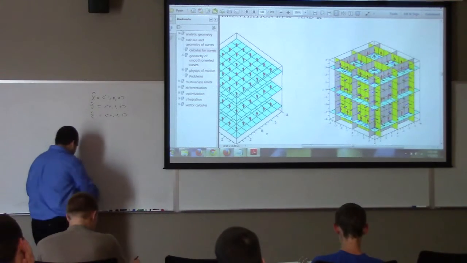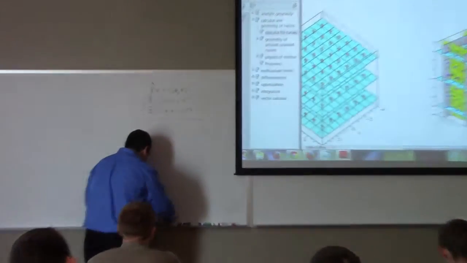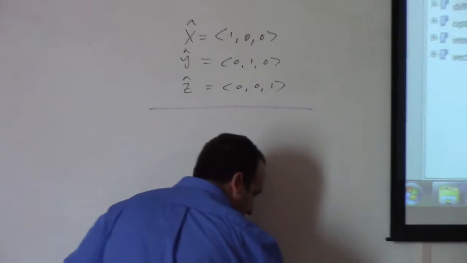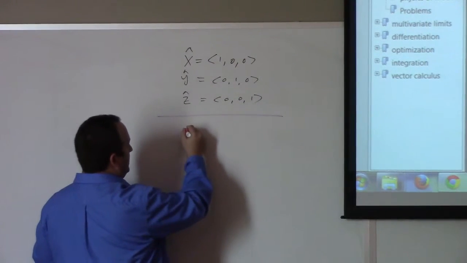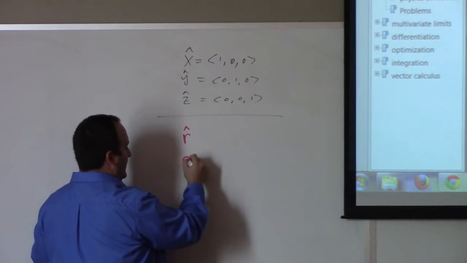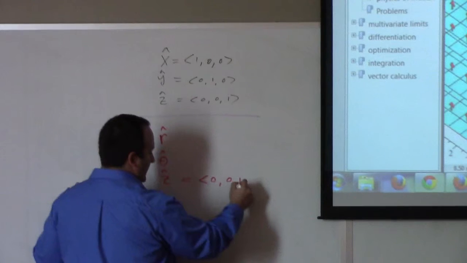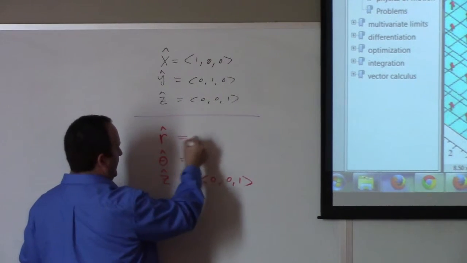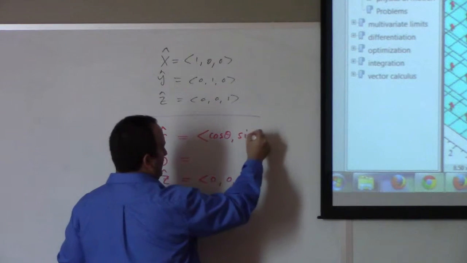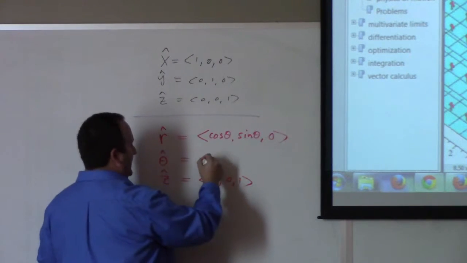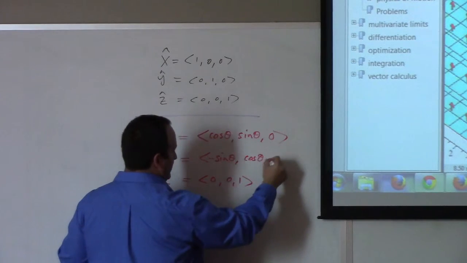But the reason I use this notation, in part, is to set up discussion of the frame of unit vectors for cylindrical and spherical coordinates. So for cylindrical coordinates, you could talk about r hat, you could talk about theta hat, and yes, you can talk about z hat. Well, z hat we already know. That one's boring. But theta hat and r hat are more interesting. R hat turns out to be cosine theta, sine theta, 0. Theta hat turns out to be minus sine theta, cosine theta, 0.